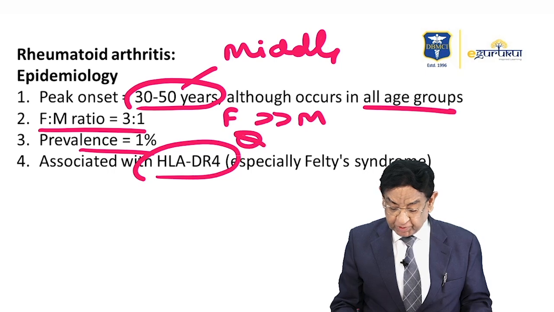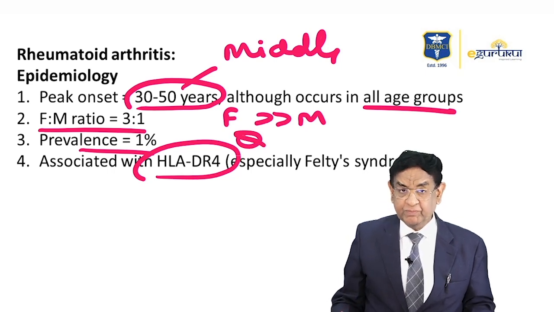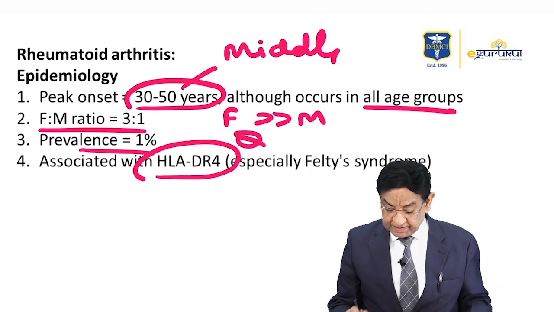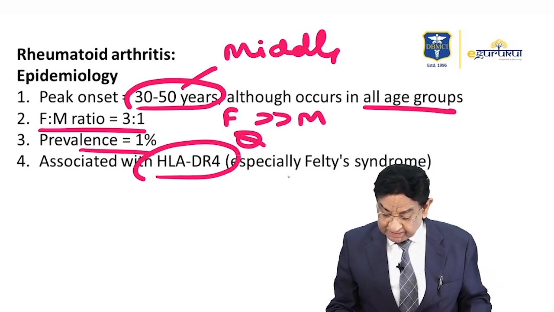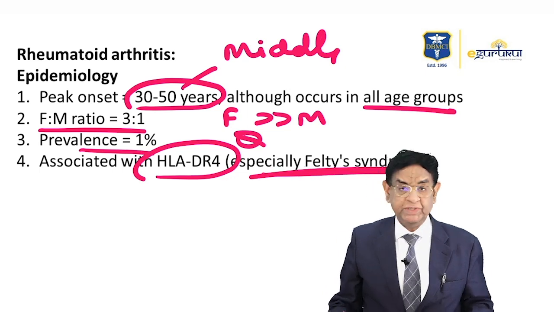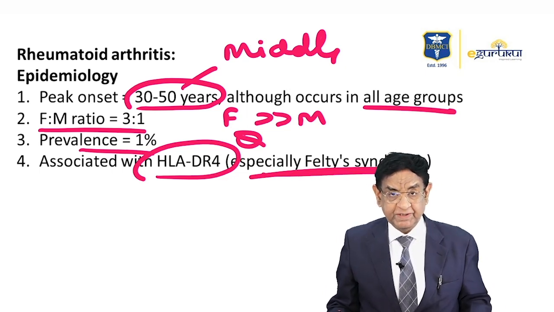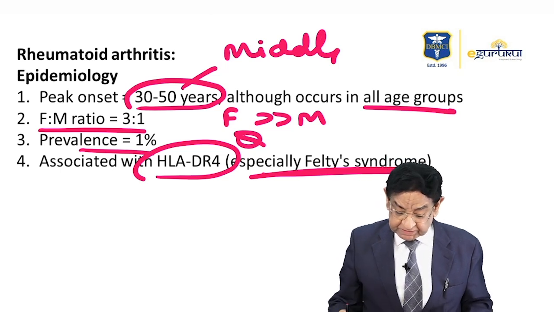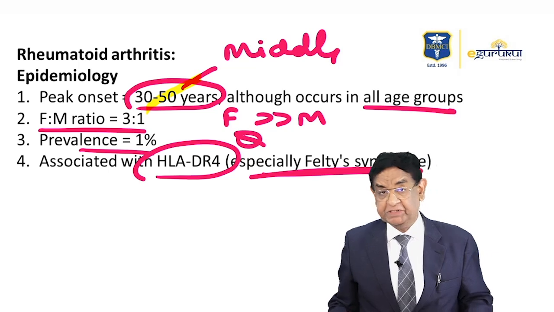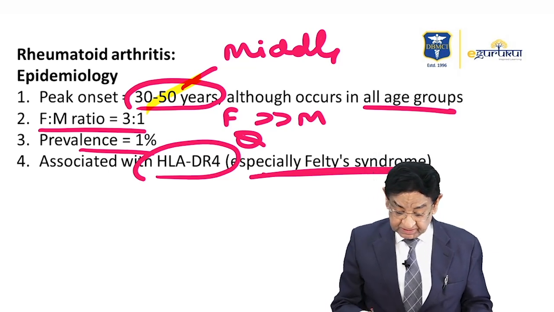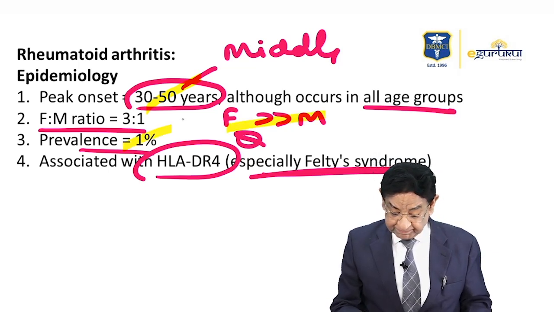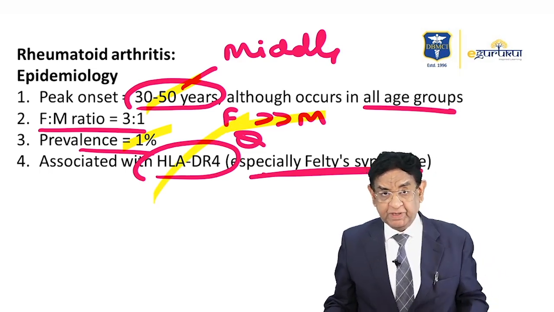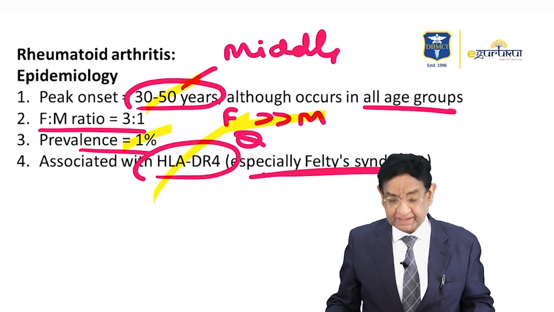It's a very important question. And one more thing, which has a special meaning about which I'll talk later on. HLA-DR4 is especially present when Felty syndrome is there, right? So as of now, the four keywords that you have to remember in this particular slide are: middle age, more in female, 1%, and HLA-DR4. There are four keywords to be remembered in this particular slide.